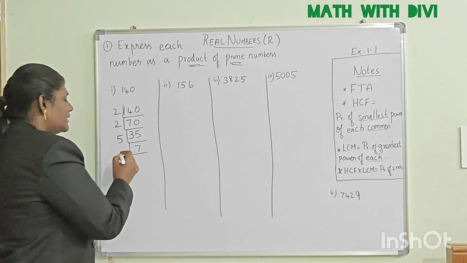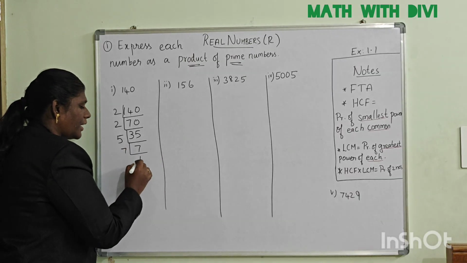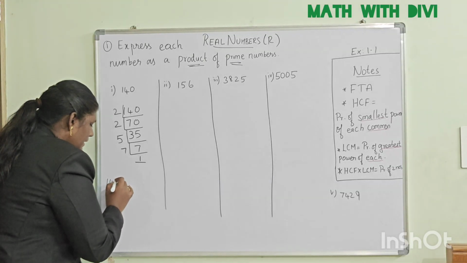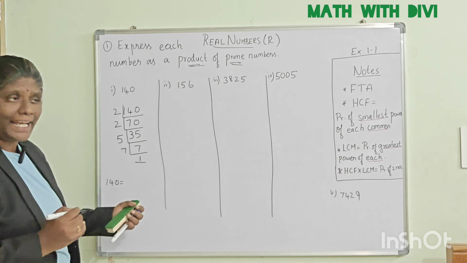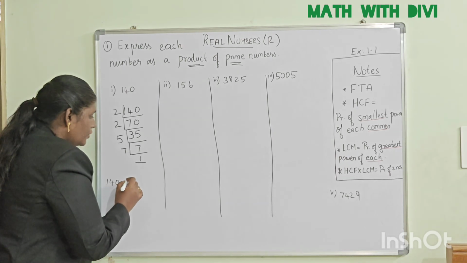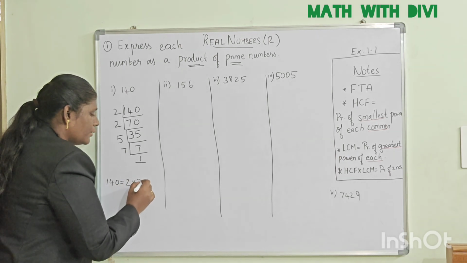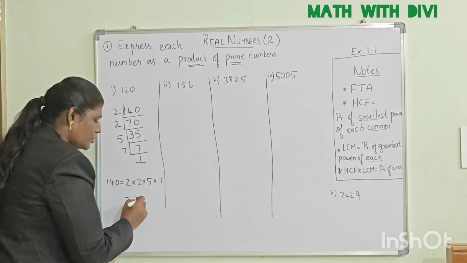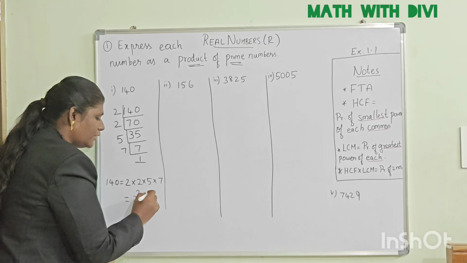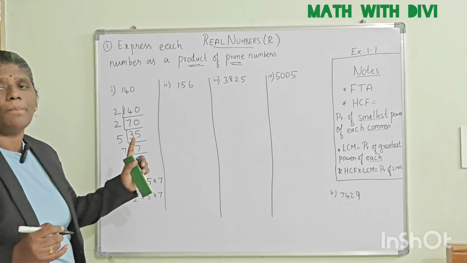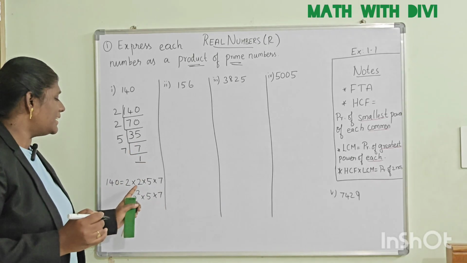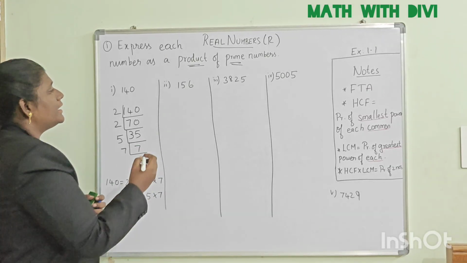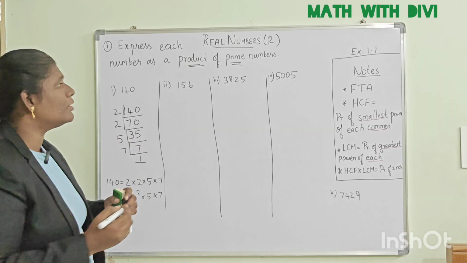7 5s are 35. Again, 7 is a prime number, so we write 7 1s are 7. So 140 can be expressed as 2 into 2 into 5 into 7, which means 2 square into 5 into 7. So 140 is a composite number, and we can express it as a product of primes. This is how we have to solve the other sums in your book.